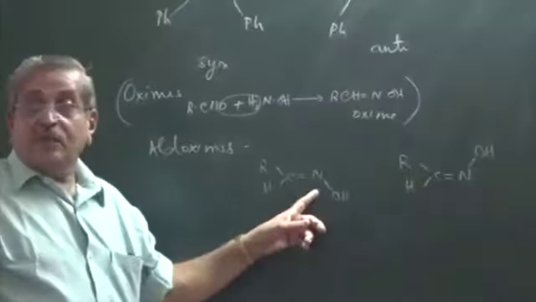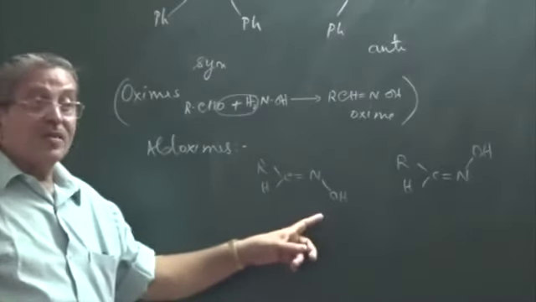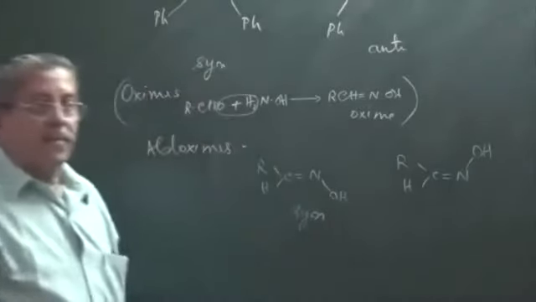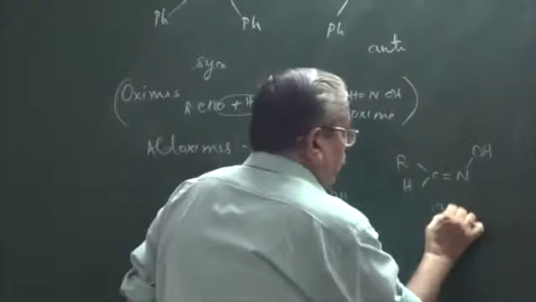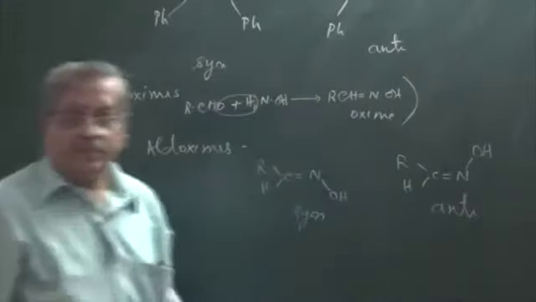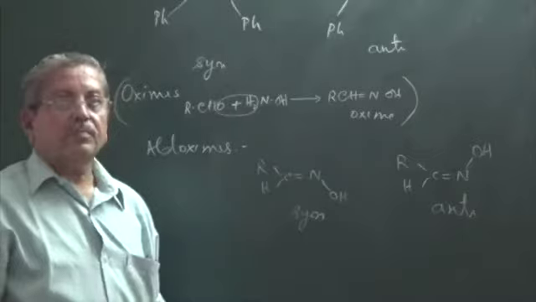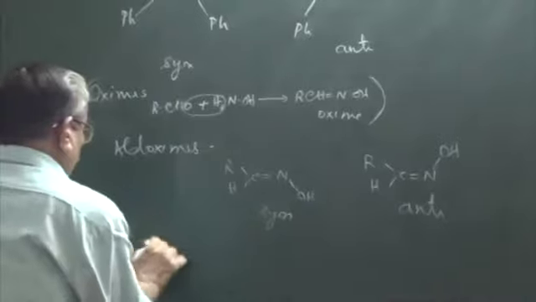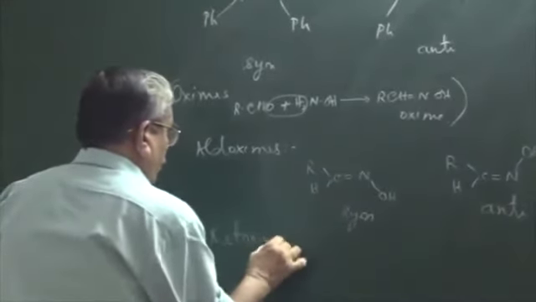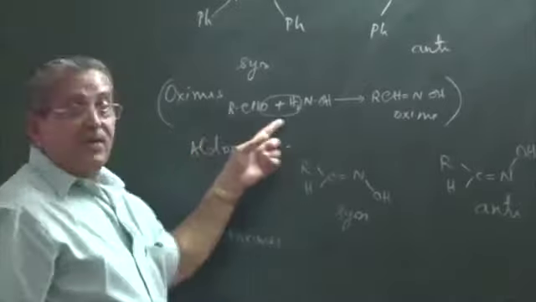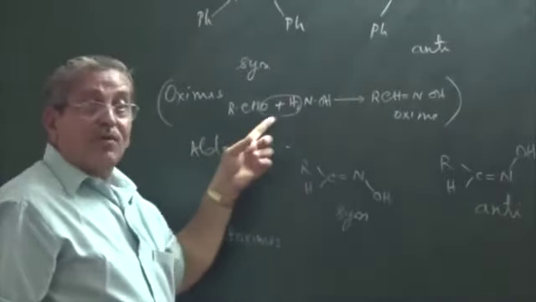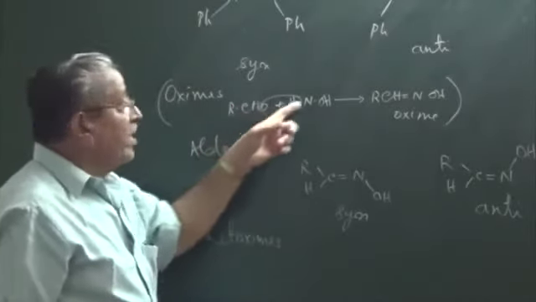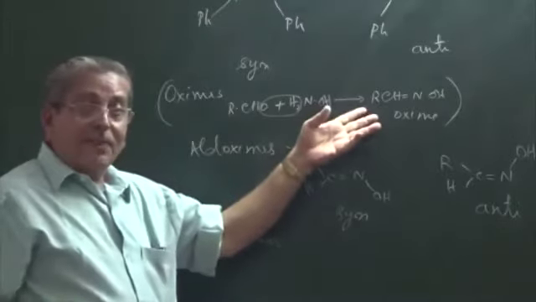The nitrogen atom is sp2 hybridized. H and OH are on the same side. It is the syn form. When they are on opposite sides, it is the anti form. Similarly, we may have ketoximes. So from aldehyde we have aldoxime, from ketones we have ketoximes. Ketones are C double bond O. Similarly, with NH2OH, you will get an oxime from a ketone.